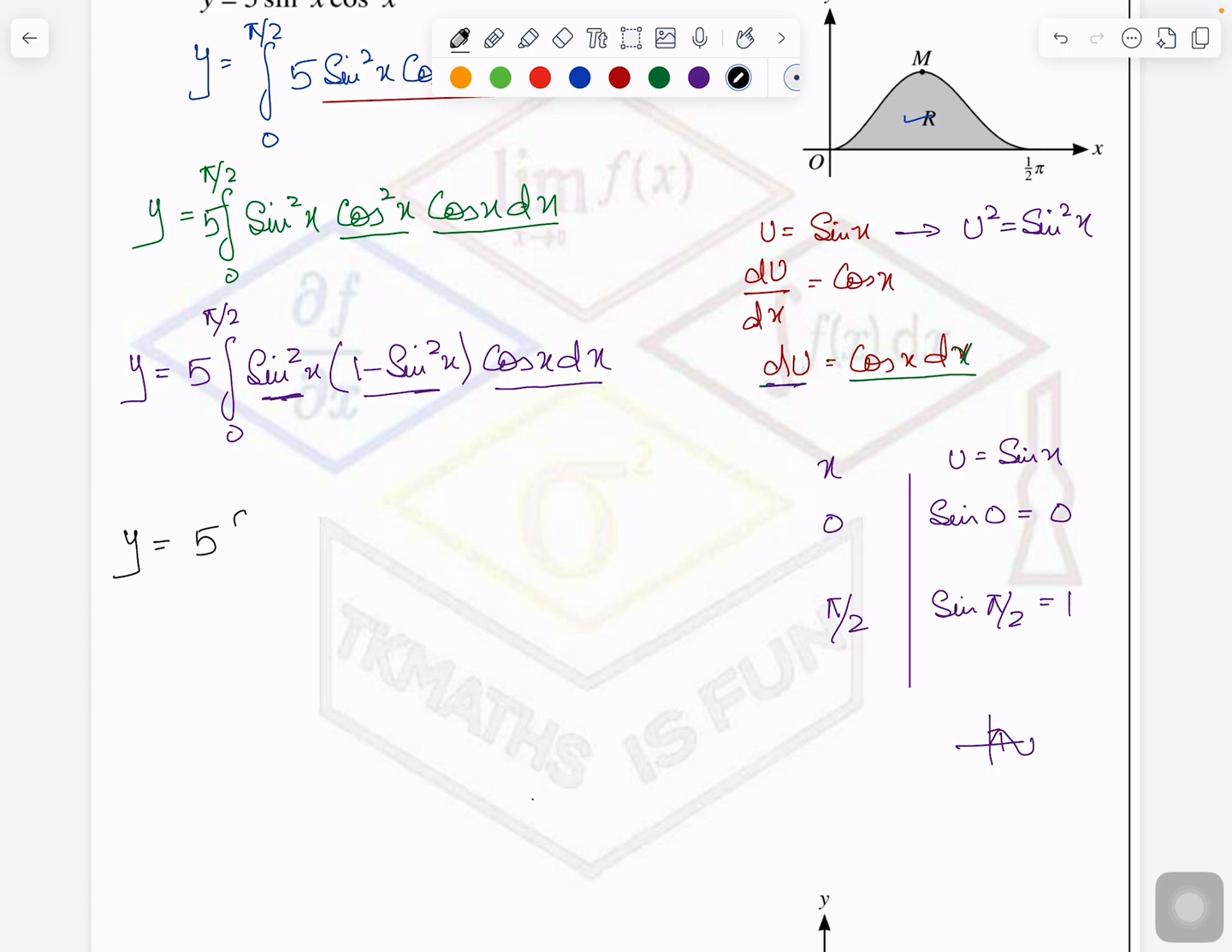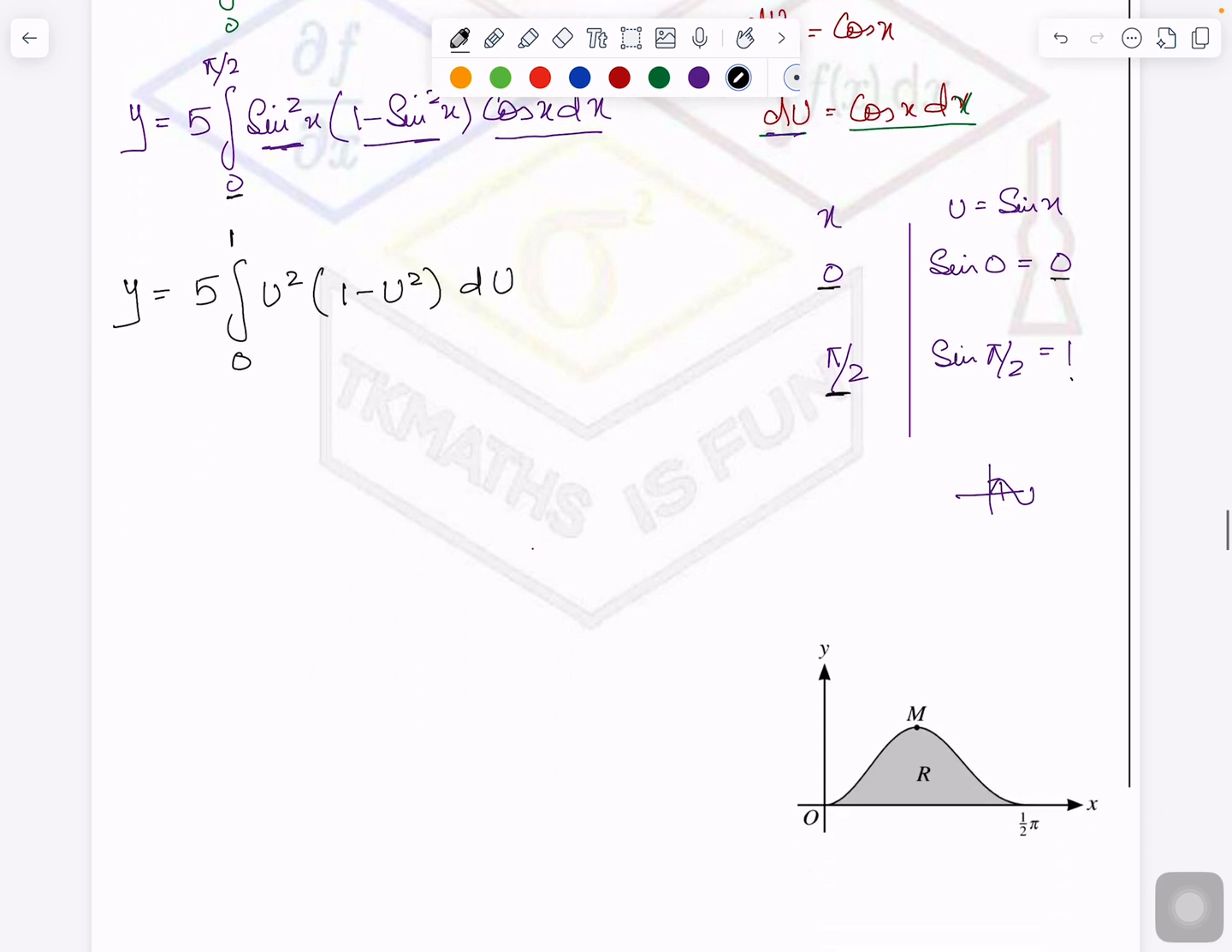Now here be very careful. What is the corresponding value of 0 you have gotten right at that place only, right? No matter if it is bigger number or smaller number. Similarly, pi by 2, when I substitute it in sin x, I got 1. So I will write 1 here. So now it is u square 1 minus u square du.